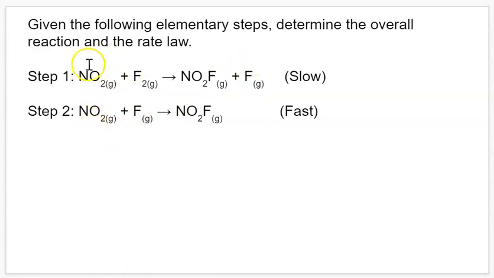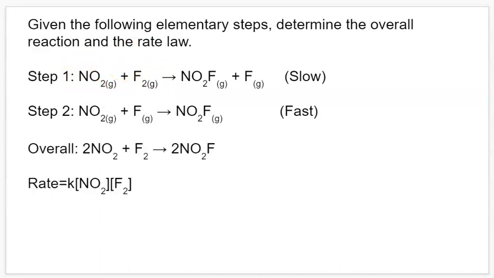So we're going to have NO2 times 2, since there's one in the first step reacting and then one in the second step reacting, plus F2 to produce 2 NO2Fs. And then to get our rate law, we are going to look at the rate determining step, and we could see that it is a bimolecular elementary reaction involving the collision of one NO2 and one F2. So that means that our rate is going to be first order in NO2 and first order in F2. And even though it's two NO2s in the overall reaction, only one of them is being used in the rate determining step.